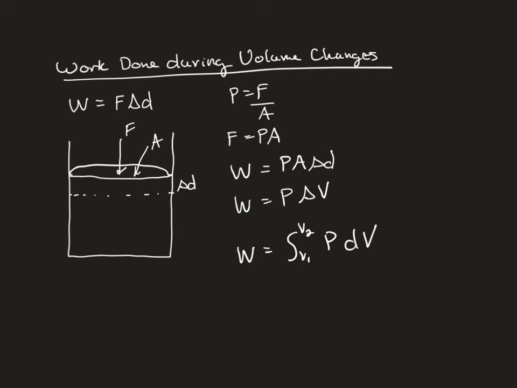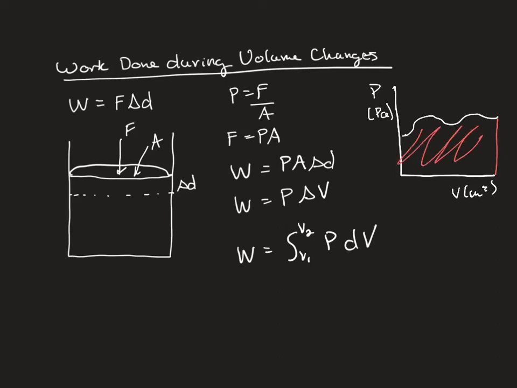Another way of doing that then is, if you have a pressure versus volume graph, you can instead find the area underneath the curve. So if we could figure out what this area is, you can establish also what the work done on the gas is.